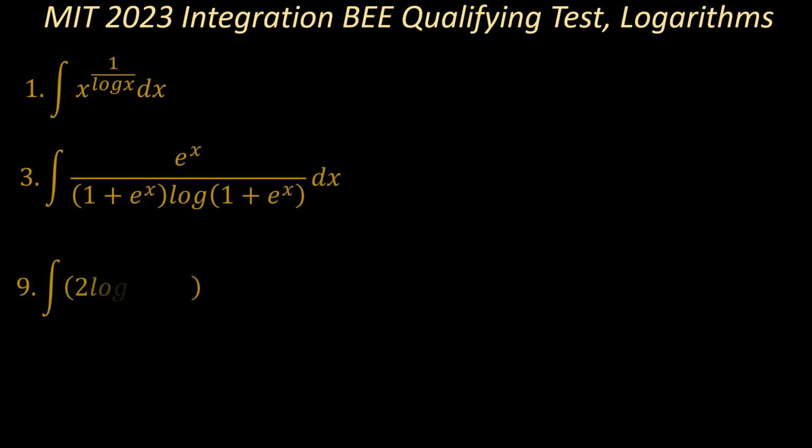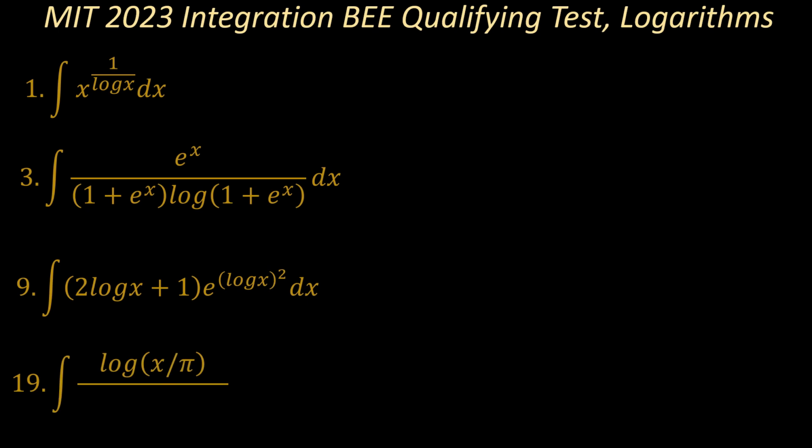And then question 9, which is 2 log x plus 1 all times e to the power log x squared. And then question 19, which is log of x over pi over log x to the power log pi times e. So these are the 4 questions we will attempt to solve today.